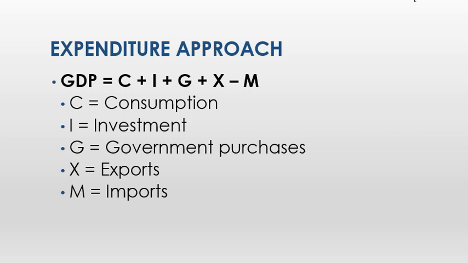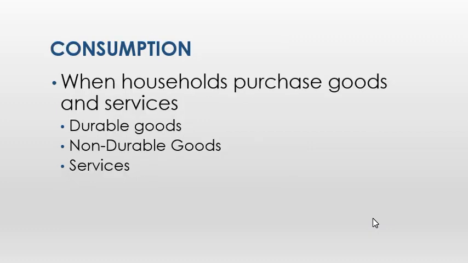We're going to use this formula a lot. So get used to it. So GDP is going to be C plus I plus G plus X minus M. So C is consumption, I is investment, G is government purchases, X is exports, M is imports. I know exports doesn't start with an X and M is not the beginning of imports, but that's what we use. Okay, so let's talk about what consumption is.